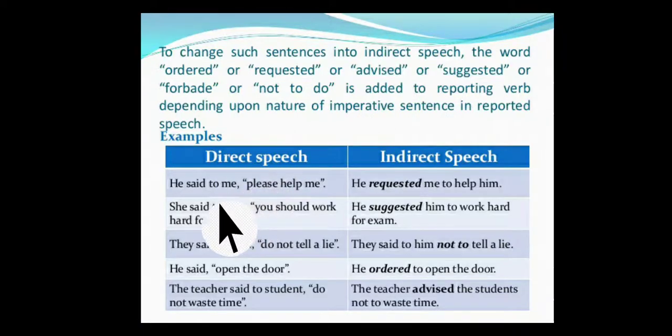For example, he said to me, "Please help me." So, he requested me to help him. He said to him, "You should work hard for the exam." He suggested to him to work hard for the exam. They said to me, "Do not tell a lie." They told me not to tell a lie.